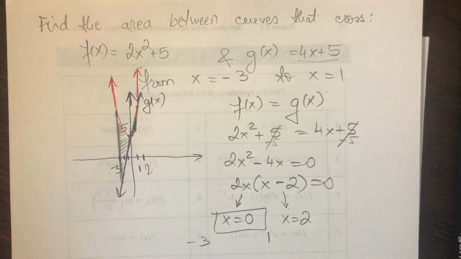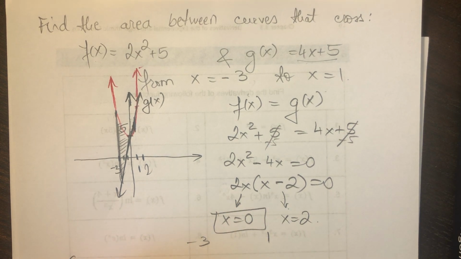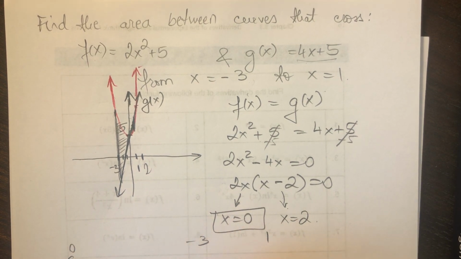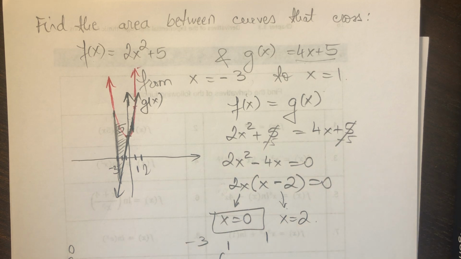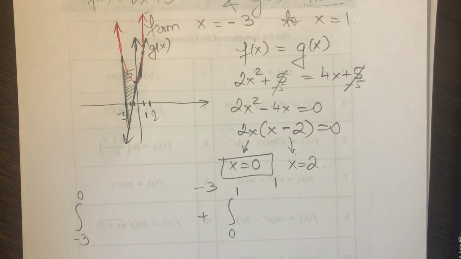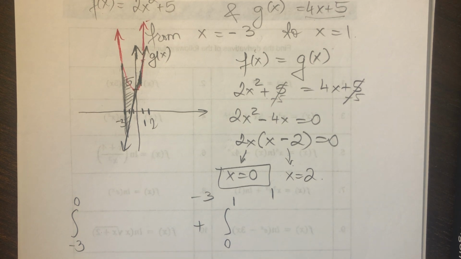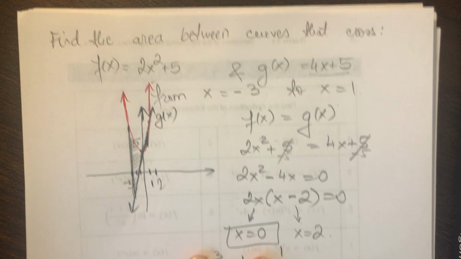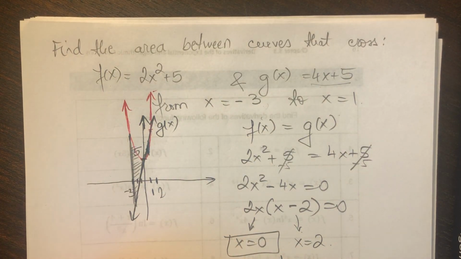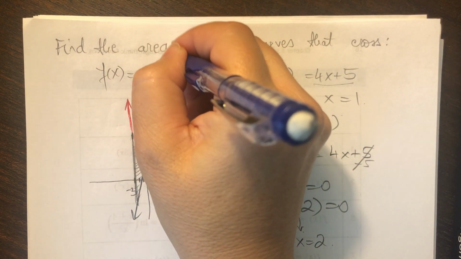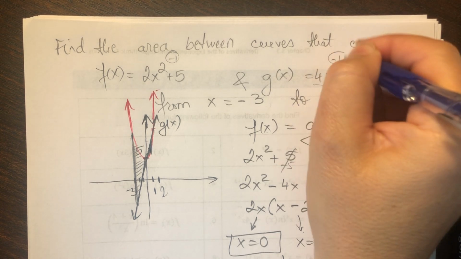So it's clear from the graph who's above and who's below. But let's pretend that we didn't have the graphs and we wouldn't know. So we know between -3 and 1, they've crossed at 0, and we're going to have to split the graph. So pick me a value between -3 and 0. A good value to pick would be -1. I'm going to test -1.